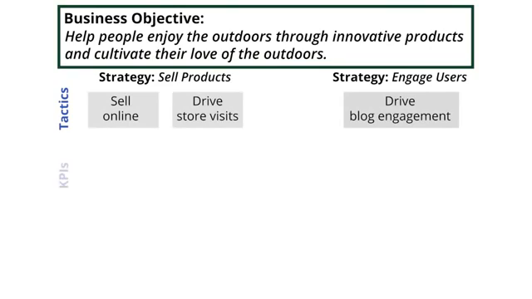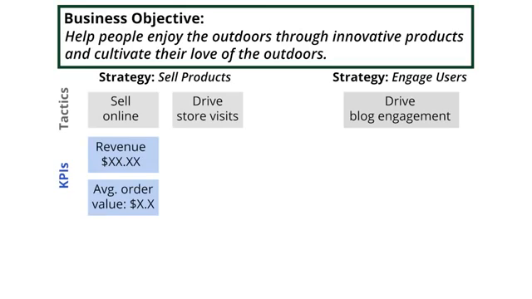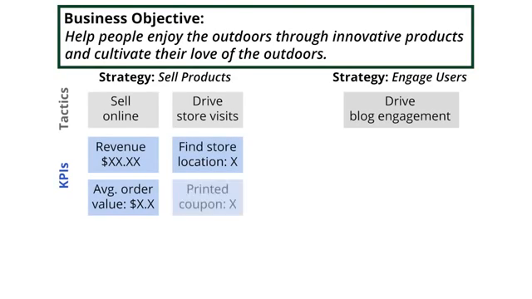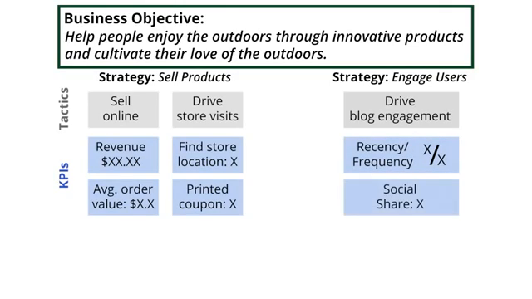The next step is to choose the key performance indicators, also referred to as KPIs. These are the measurements of your strategies and tactics and are the numbers that you'll look at day to day to understand how your business is performing. In our example business, for selling products, we're going to look at KPIs like how much revenue we're generating and the average order value for each transaction. For the tactic of driving brick and mortar store visits, we can look at how many times the store locator on our site is used, or how many times users print a coupon for in-store use. To measure user engagement on our blog, we might look at recency and frequency metrics and whether or not users share our brand content on social networks.